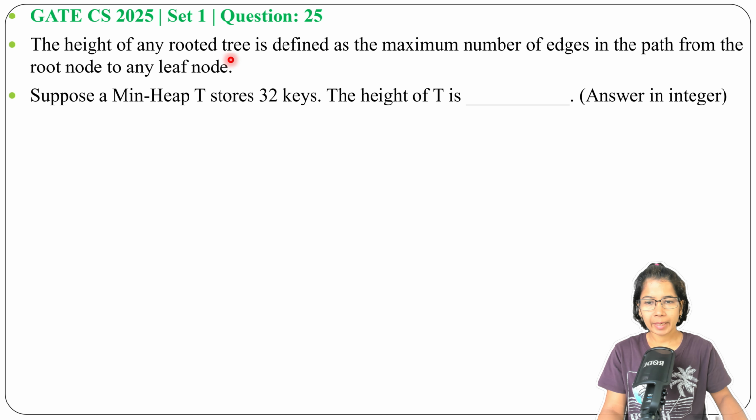The height of any rooted tree is defined as the maximum number of edges in the path from the root node to any leaf node. Suppose a Min-Heap T stored 32 keys. The height of T is dash.